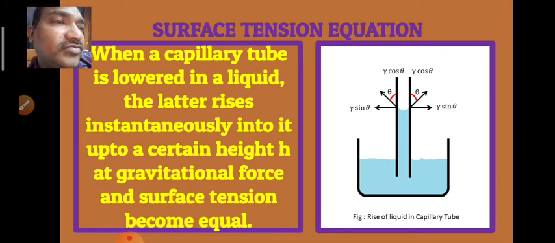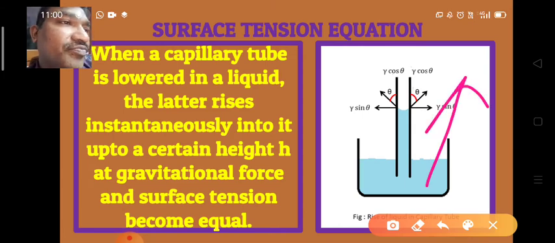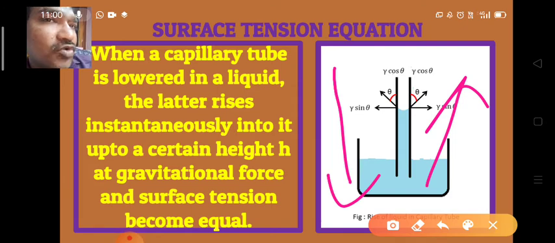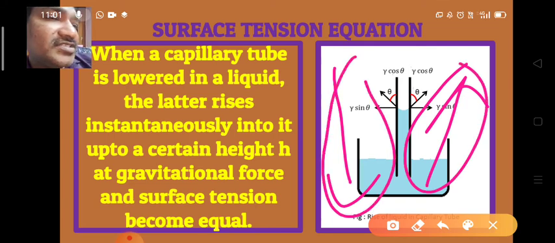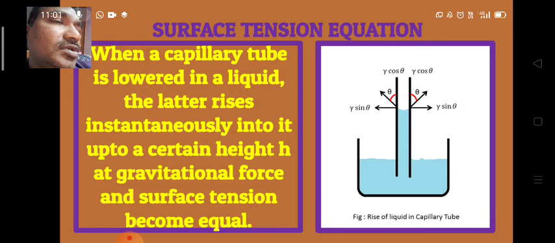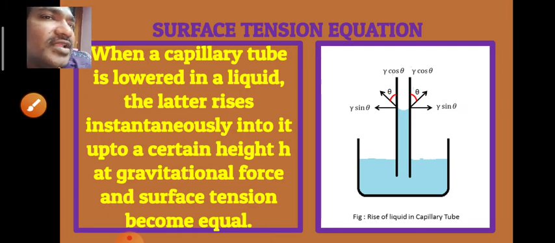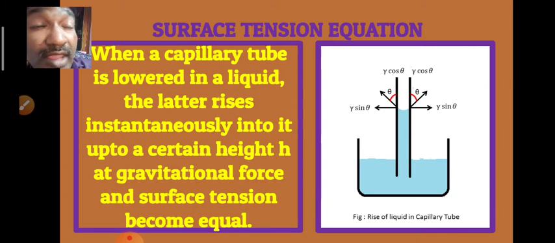And look, this liquid is moving upwards, and we know very well that gravitational force works downwards. So the liquid rises to the height h where these two forces, that means surface tension and gravitational force, both become equal. Up to that h, this liquid moves into the capillary tube.